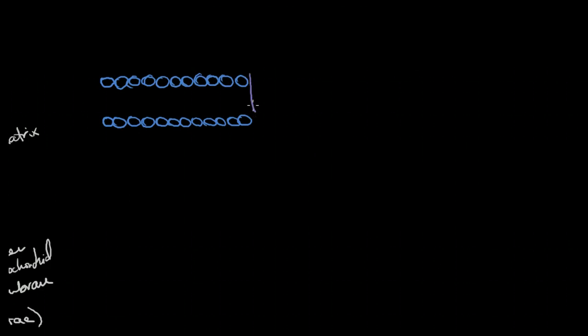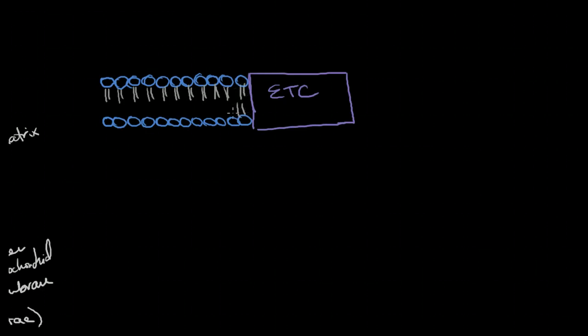So what I'm drawing here is a phospholipid bilayer. I hope you recognize this from 9th grade bio. This is a cell membrane. Interestingly, and we'll come back to this in the future, this is also what the inner mitochondrial membrane looks like. So this is the inner mitochondrial membrane.